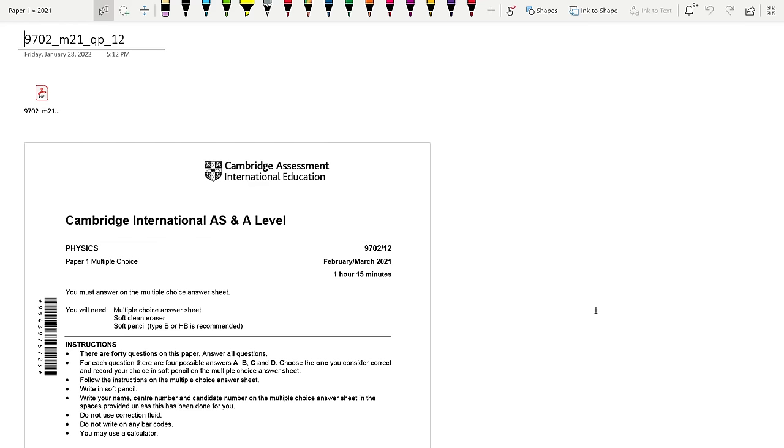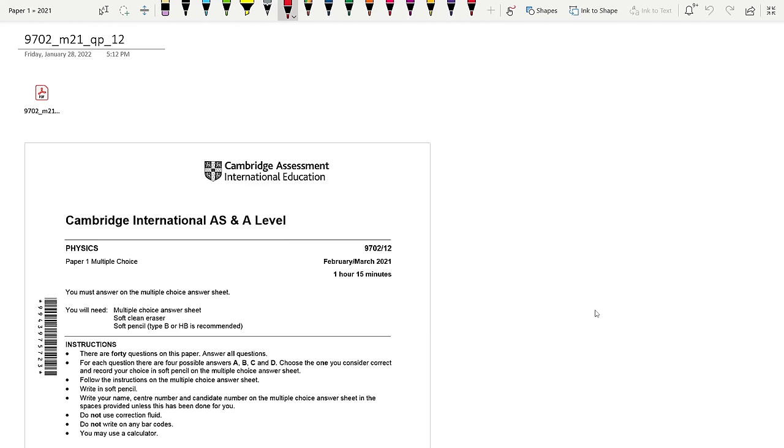Today I'm solving this physics paper, 9702, variant 12, February, March 2021. The time for this paper is 1 hour 15 minutes. A few things have changed for 2022 though. We don't have electric fields anymore in our syllabus. It's been moved to the A2 content.